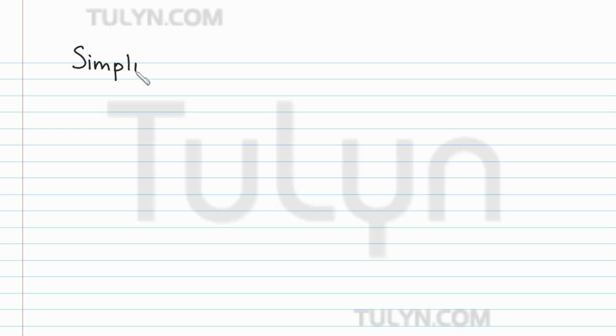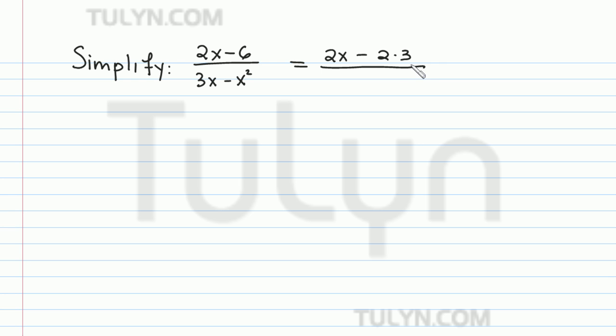Simplify the following rational expression, where the numerator is 2x minus 6 and the denominator is 3x minus x squared. So the first thing we should do is try to factor out any terms from the numerator or the denominator. Notice that the numerator has both terms with a 2 in common. So we can write this as 2 times x minus 2 times 3, which is just equal to 6. So we haven't really changed anything.